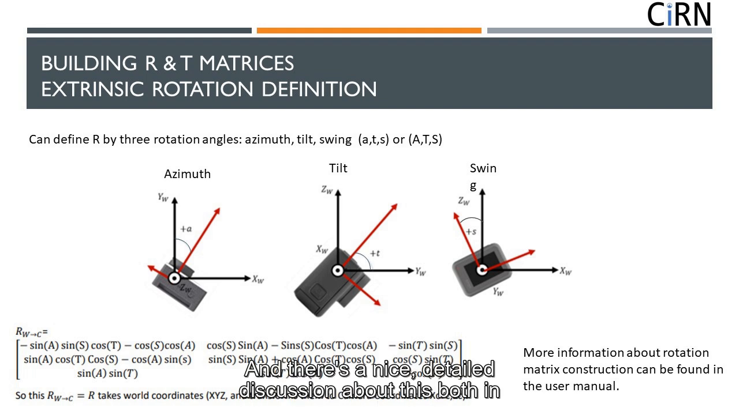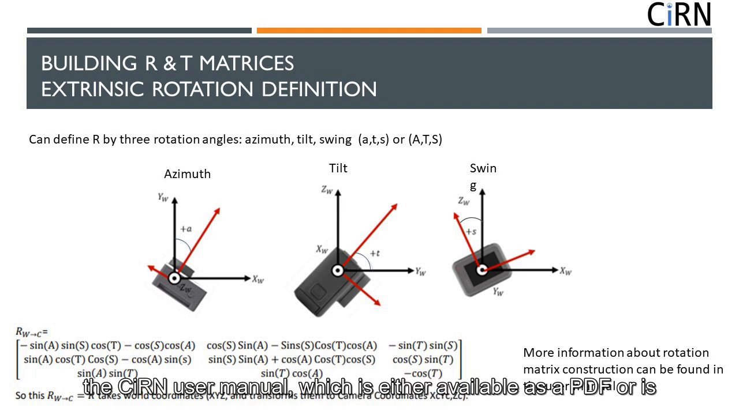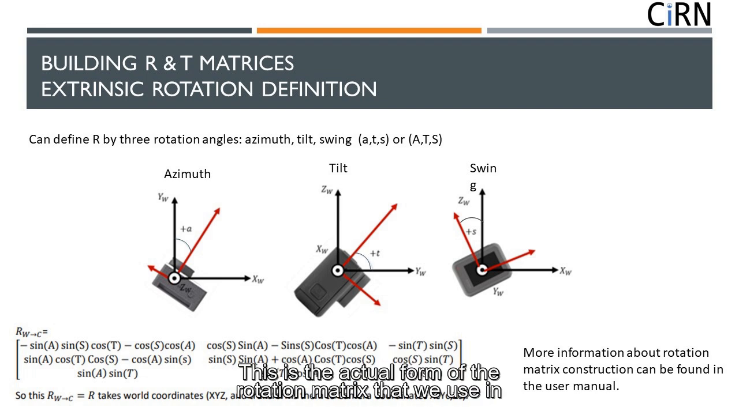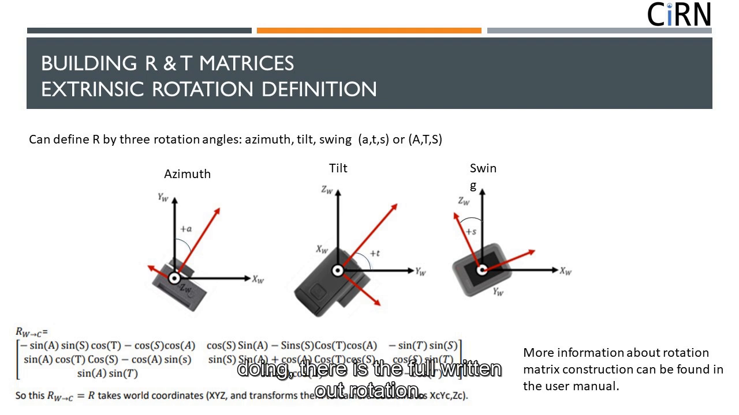And there's a nice detailed discussion about this, both in the CIRN user manual, which is either available as a PDF or is in the wiki on the GitHub. And so this is the actual form of the rotation matrix that we use in the toolbox. You do not need to remember this or write this down. The toolbox does this for you, but if you want it for your records to understand what it's doing, there is the full written out rotation.